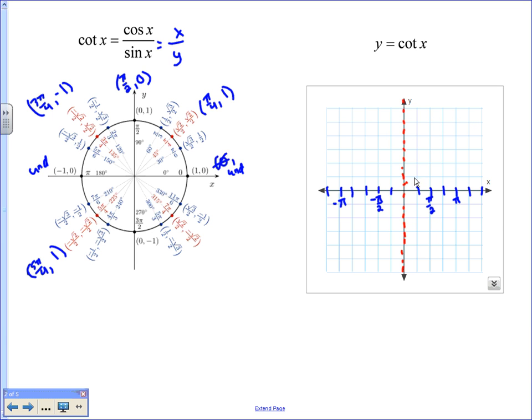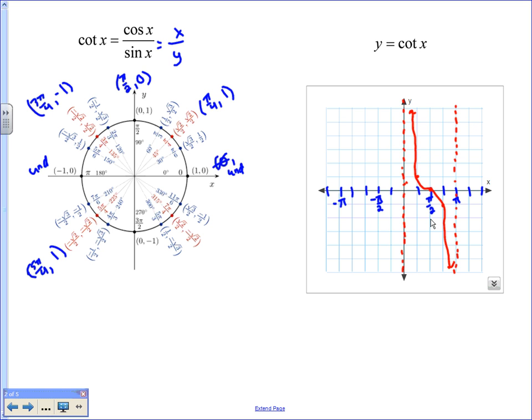At pi over 4, I'm at 1. At pi over 2, I'm at 0. At 3 pi over 4, I'm at negative 1. And then at pi, I have another vertical asymptote. So see what happened? Not only did we flip our graph upside down, basically, because look, I'm going down to the right, and I'm going up to the left.